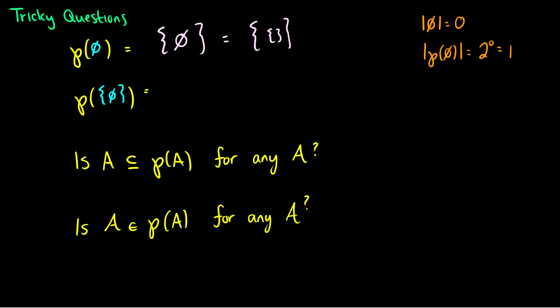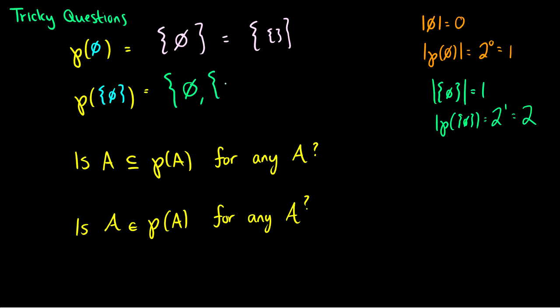Okay, now this is a little bit more confusing, but if we remember that, okay, the set containing the empty set, the size of this is 1. So the power set of the set containing the empty set should have 2 to the 1 equals 2 elements in it. So the first one would just be the empty set, because the empty set is an element of every power set. And then you'll also have the set containing the empty set as an element.